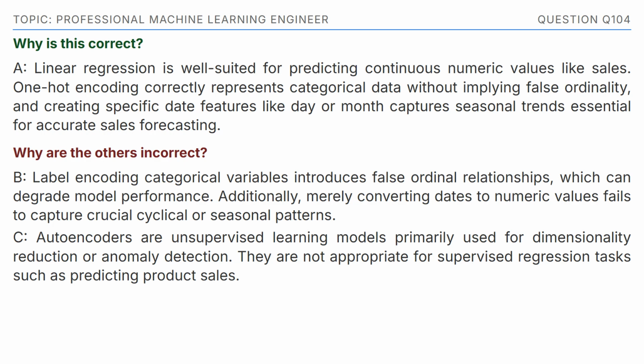B. Label encoding categorical variables introduces false ordinal relationships, which can degrade model performance. Additionally, merely converting dates to numeric values fails to capture crucial cyclical or seasonal patterns. C. Autoencoders are unsupervised learning models primarily used for dimensionality reduction or anomaly detection. They are not appropriate for supervised regression tasks such as predicting product sales.